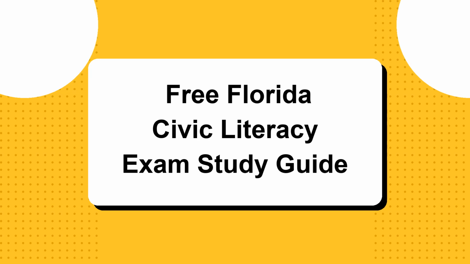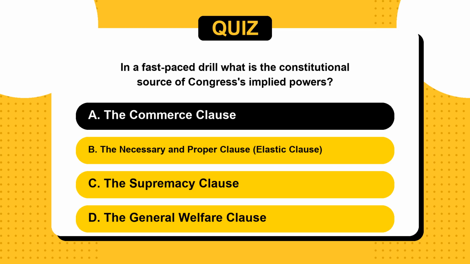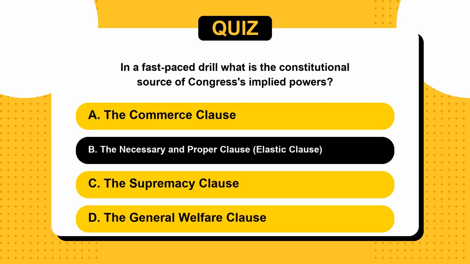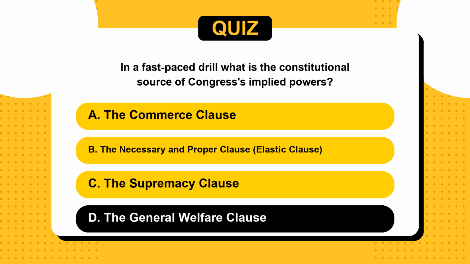Welcome to the quiz. In a fast-paced drill, what is the constitutional source of Congress's implied powers? Is it A, the Commerce Clause? Or B, the Necessary and Proper Clause, Elastic Clause? C, the Supremacy Clause? Or D, the General Welfare Clause?